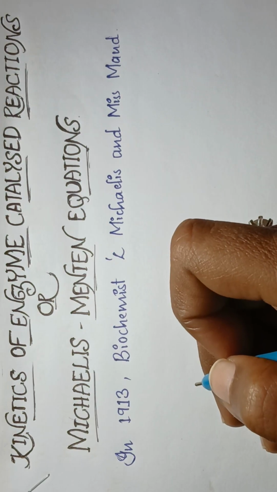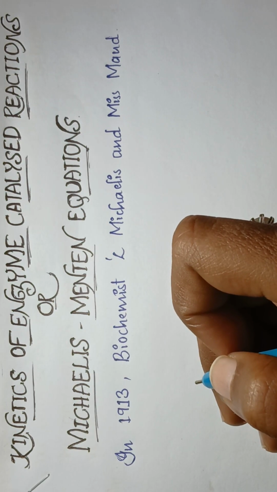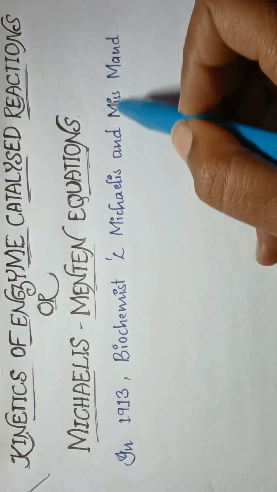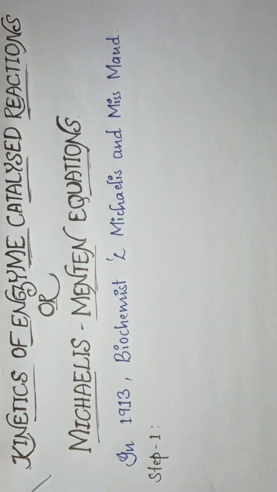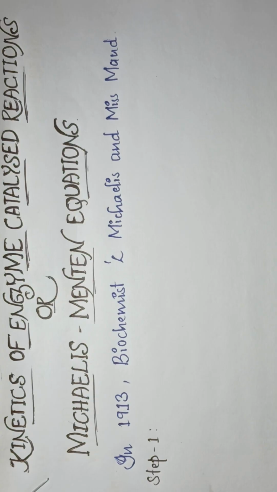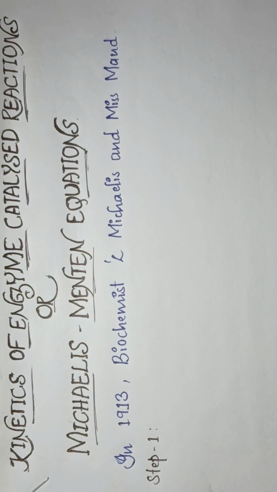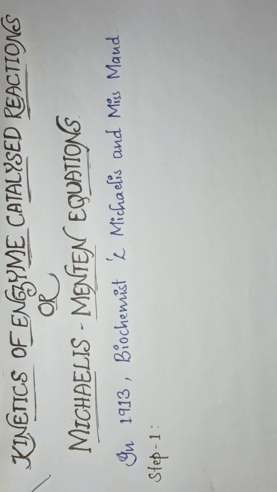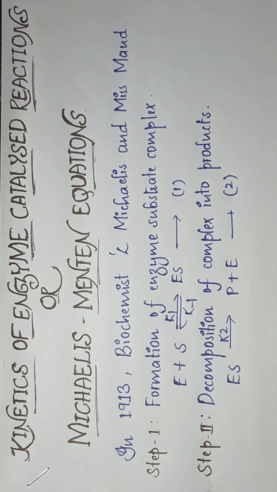The Michaelis-Menten equation was discovered by the biochemists L. Michaelis and Miss Maud. This equation is very important for the determination of enzyme catalysis. Here the equation has two steps. The first step is the formation of the enzyme substrate complex, and the second step is the decomposition of the complex into the products.